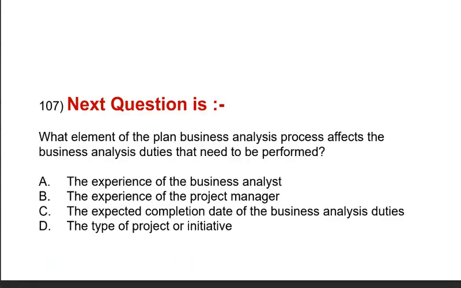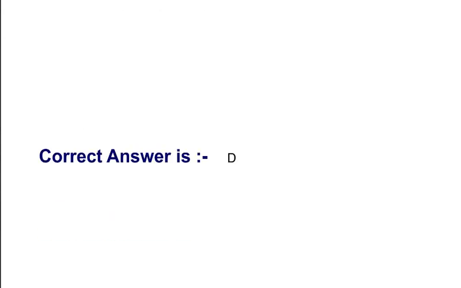Question is, what element of the planned business analysis process affects the business analysis duties that need to be performed? Option A, the experience of the business analyst. Option B, the experience of the project manager. Option C, the expected completion date of the business analysis duties. Option D, the type of project or initiative. Correct answer is option D.